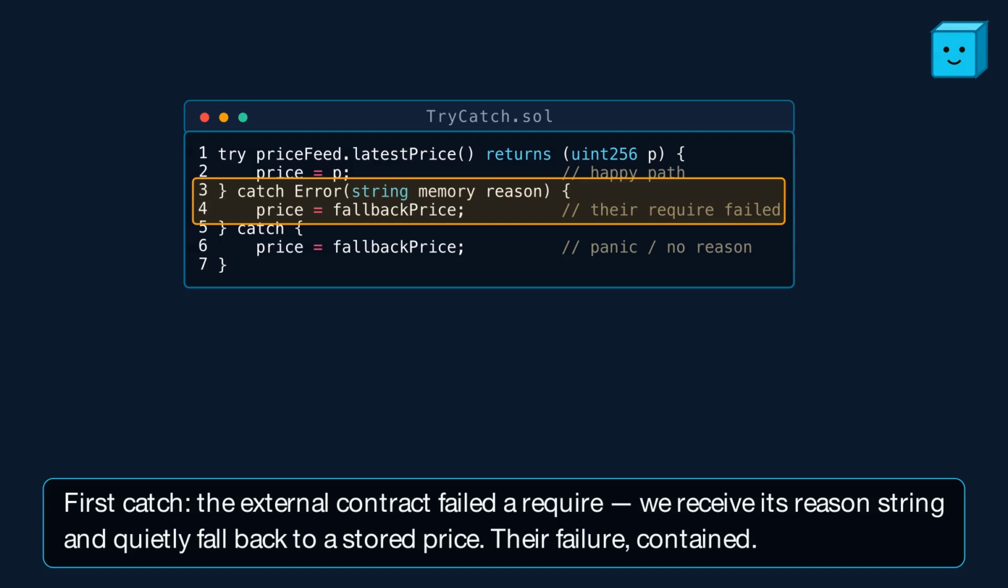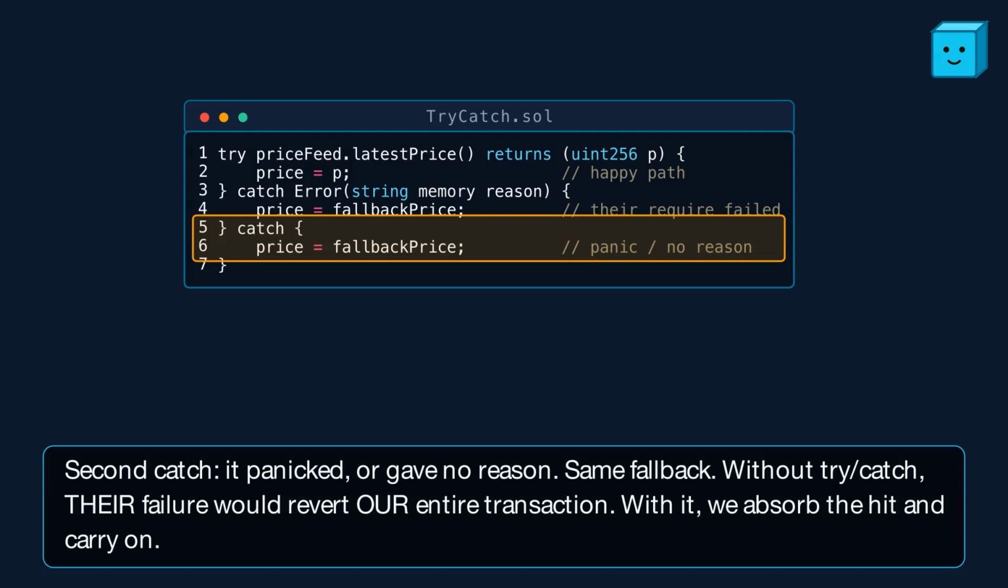First catch. The external contract failed a require. We receive its reason string and quietly fall back to a stored price. Their failure, contained. Second catch. It panicked, or gave no reason. Same fallback. Without try catch, their failure would revert our entire transaction. With it, we absorb the hit and carry on.